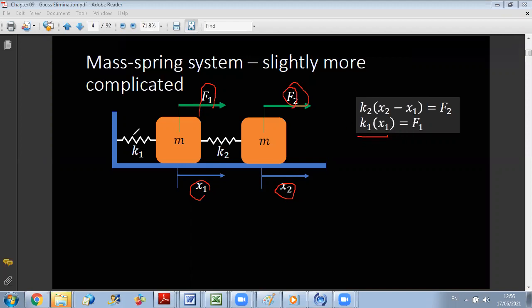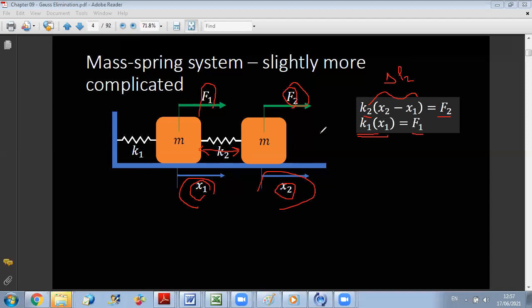And in case I have equilibrium condition, F1 should be equal to K1 x1, while F2 should be equal to K2 times the displacement delta L of spring 2. And as you can see here, considering that the springs are originally unstretched, when M1 and M2 move, the displacement delta L of the spring will be the difference between x2 and x1.